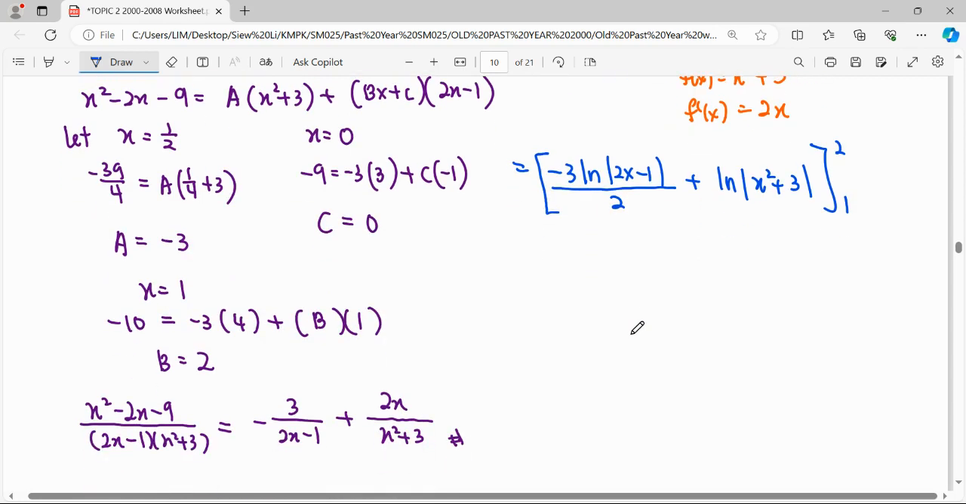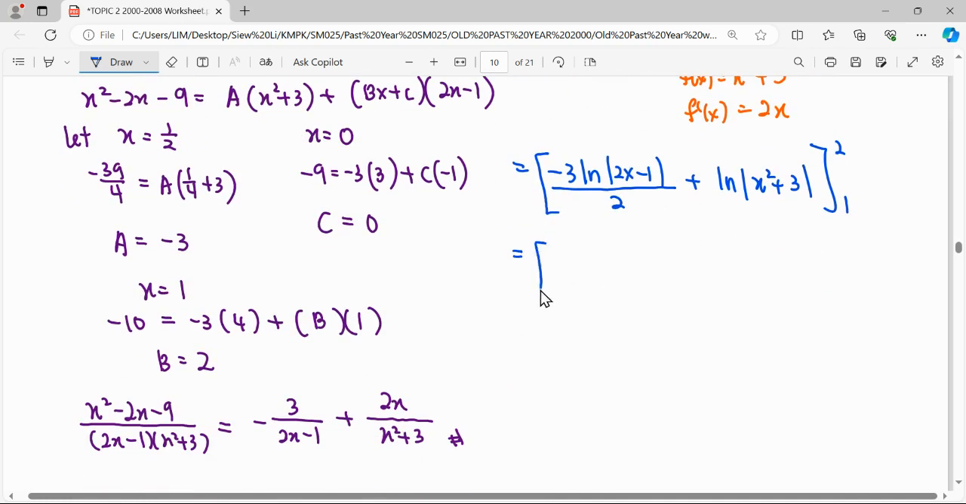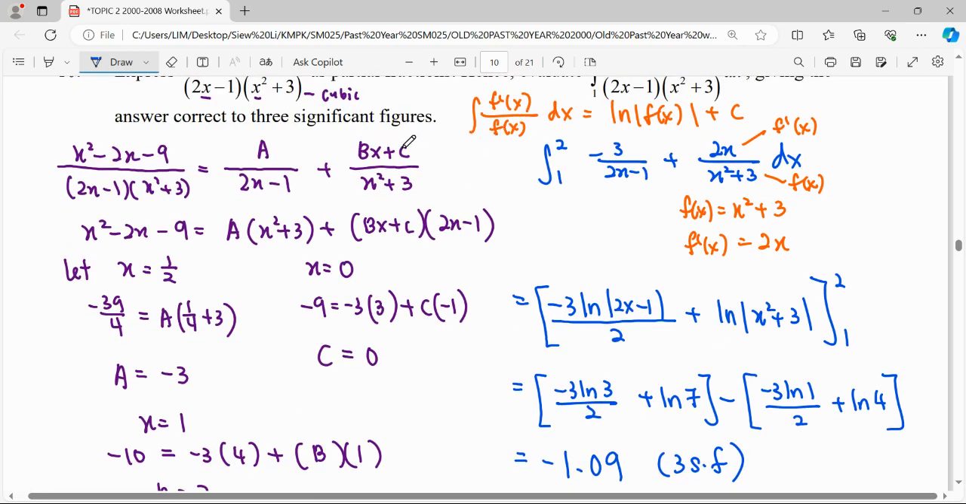Then we substitute upper limit minus lower limit to evaluate the answer correct to 3 significant figures. Substitute x equals 2. Then substitute x equals 1. Then we evaluate using a calculator. So we give our answer to 3 significant figures: 1.088, it will be 1.09. Round off to 3 significant figures as the question asks. So that's all for this question.